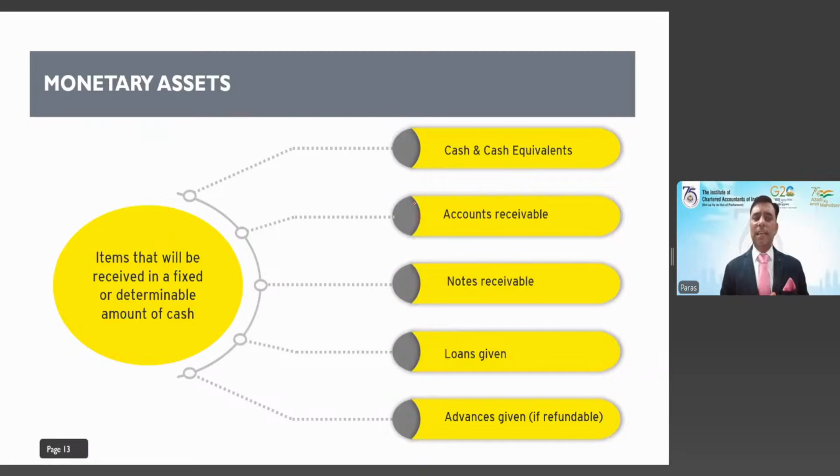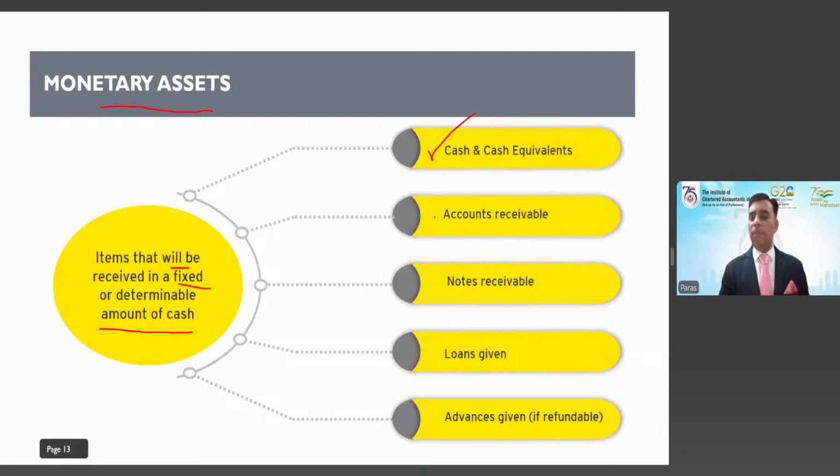So, Ind AS 21 says, if you read about the monetary assets, it says monetary assets are those items which will be received in fixed or determinable amount of cash. I am reiterating myself. Standard says monetary assets are those items that will be received in fixed or determinable amount of cash. For example, cash and cash equivalent. If any entity is holding 10,000 US dollar, then that amount is fixed in cash, right? And that can be considered as monetary assets.